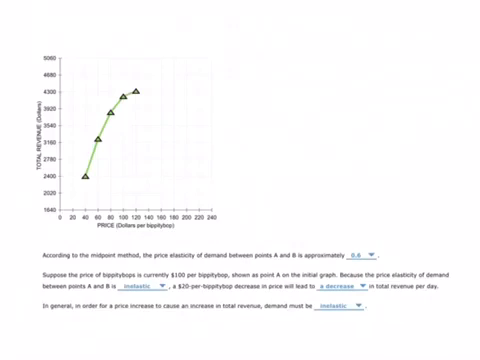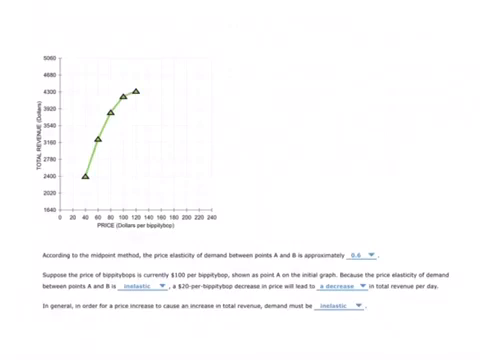So suppose the price of Bitty Bops is $100 per Bitty Bop as shown on point A. Because the elasticity of demand between points A and B is inelastic, again it's less than 1, a $20 per Bitty Bop decrease in price will lead to a decrease in total revenue per day. So you drop your price, not that many people pay attention to it. They're not really interested in the price of this good. Really, they just want this good.